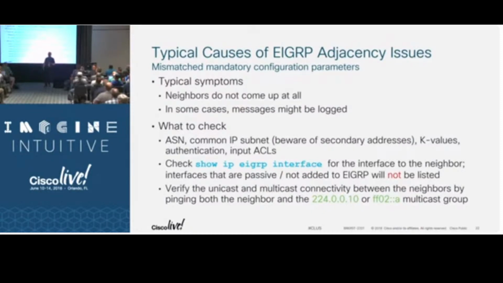A very useful thing here, if you just can't get the neighbor up, check the show ip eigrp interface. You should see the interface there to the neighbor. If it's not there, well, check if it's under the network command and check if it's not passive. These interfaces won't show up there. And finally, check the unicast connectivity and multicast connectivity. We might not be that used to pinging the EIGRP multicast address, but this is again a useful thing because it tells you if the neighbor is actually listening to your multicast packets. You will get back a response to this multicast ping if the neighbor can hear you.